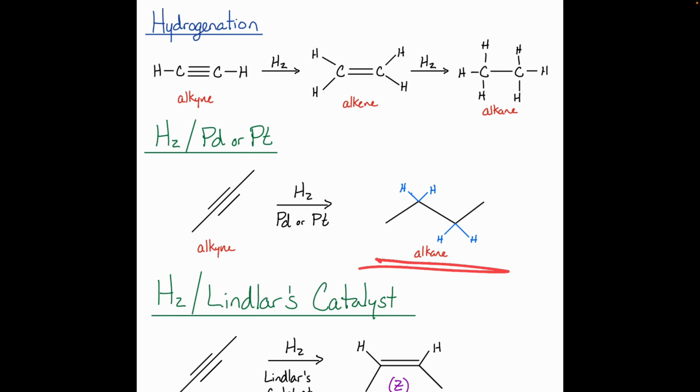So if we want to stop at this intermediate step here, we had to use these 2 special catalysts, what's called Lindlar's catalyst, and then our sodium or lithium in ammonia. All right. Lindlar's catalyst will produce an alkene, but specifically with that Z stereochemistry. Our sodium or lithium in liquid ammonia will specifically produce the E alkene.